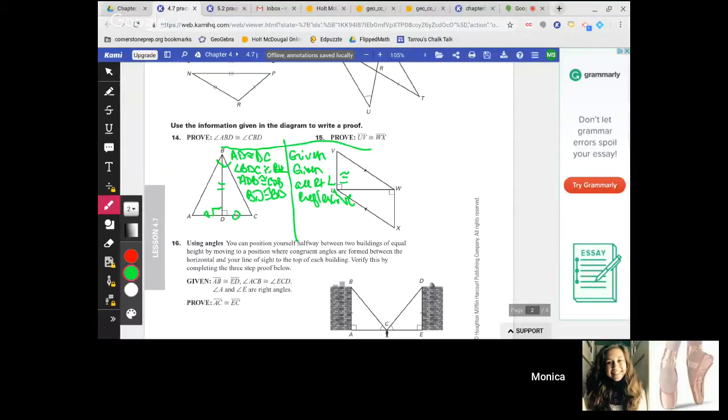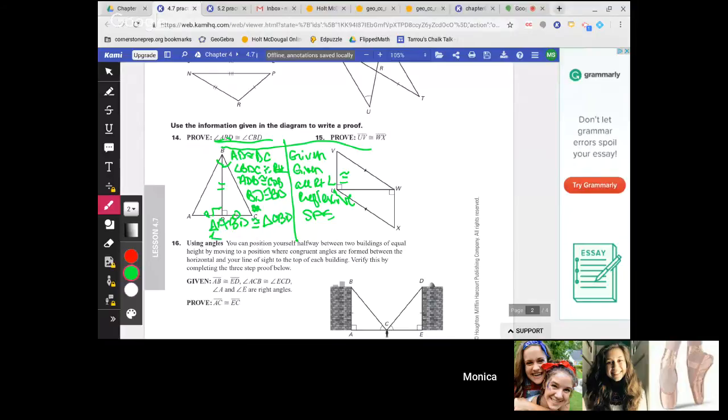So now we proved triangle ABD is congruent to triangle CBD. I'm running out of room over here. ABD is congruent to triangle CBD because of side, angle, side, right? And then finally, what we're trying to prove is that those angles are congruent. Angle ABD is congruent to angle CBD because of CPCTC.